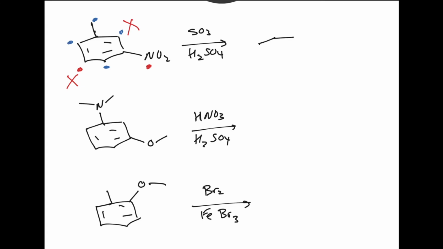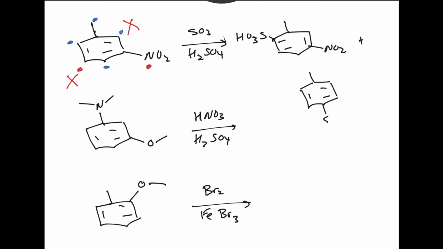So we're going to end up with the group being ortho to the methyl group, plus you're going to get a product where it is para to the methyl group.